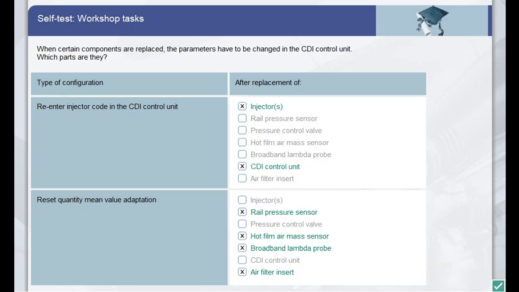Very good. The injector code has to be re-entered when one or more injectors are replaced. If the CDI control unit is replaced, the codes of each injector must be entered again. When the rail pressure sensor, the hot film air mass sensor, the broadband lambda probe, or the air filter insert is replaced, the quantity mean value adaptation must be reset in the CDI control unit.